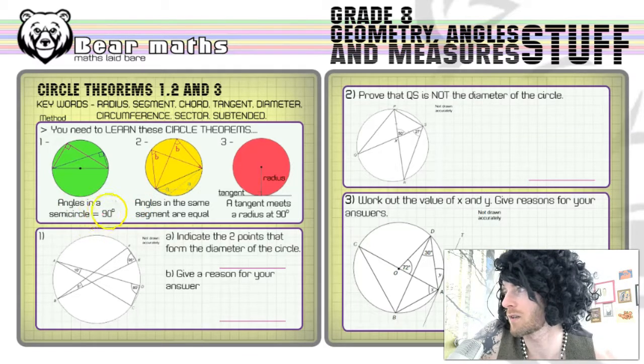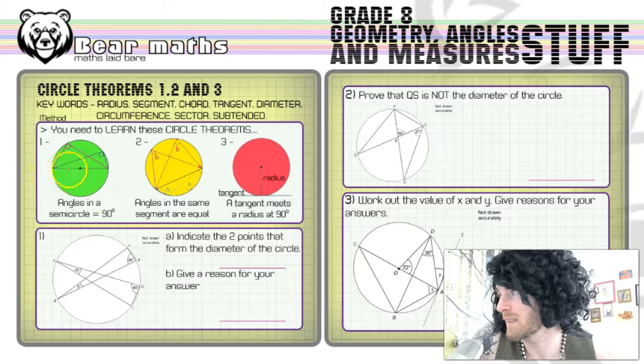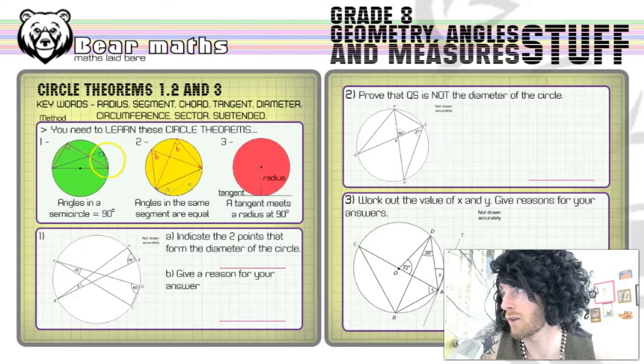But angles in a semicircle equal 90 degrees. Basically, when you've got a line that is the diameter, and a line that comes off of it, and another line that comes off of it, and creates a triangle, the angle at the top, the angle that comes off the 2 ends of the diameter, is always going to be 90. And you can see this triangle does exactly the same thing. This angle is going to be 90.